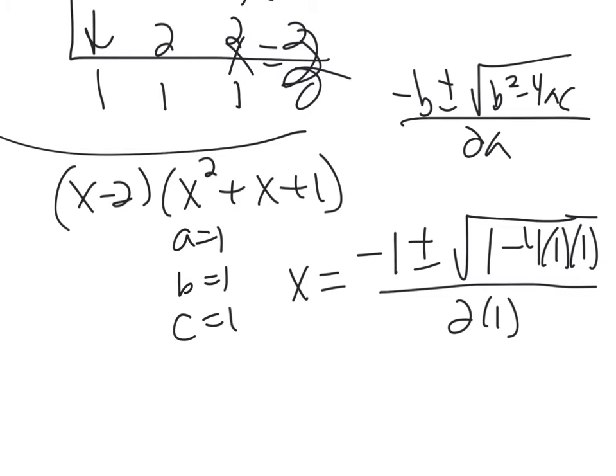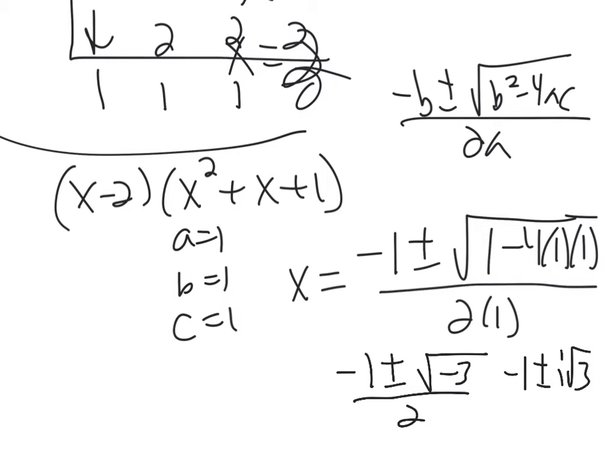Underneath the radical, we're going to follow order of operations. So that becomes negative 4 times 1, which is negative 4. What's 1 minus 4? Well, that's negative 3, isn't it? Over 2. And we know we can't take the square root of negative numbers, so that's going to introduce an i. So negative 1 plus or minus i square root of 3, over 2, and the square root of 3 we can't simplify. And that's the answer.